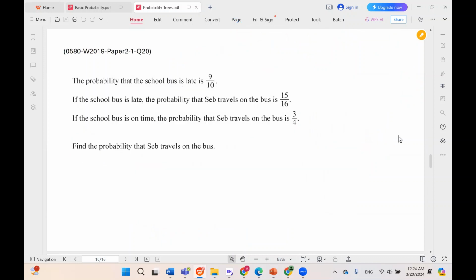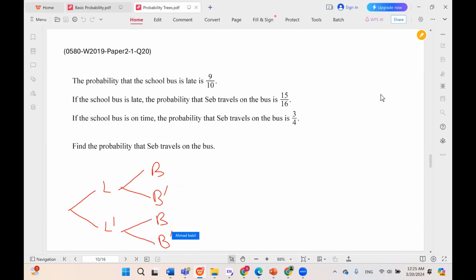Here we are told the probability that the school bus is late is 9/10. If the school bus is late, the probability that Seb travels on the bus is 15/16. If the school bus is on time, the probability that Seb travels on the bus is 3/4. Find the probability that Seb travels on the bus. So here we have two events that are chained together. So it would be nice to draw a probability tree to represent this. So we can have late and not late, and then bus and not bus in each case.